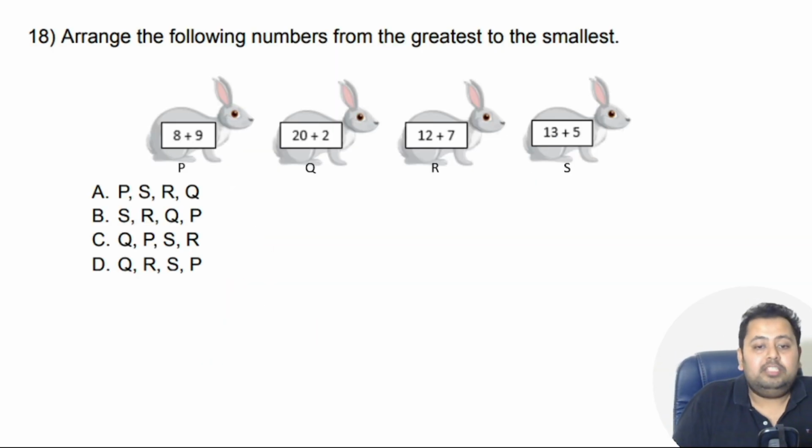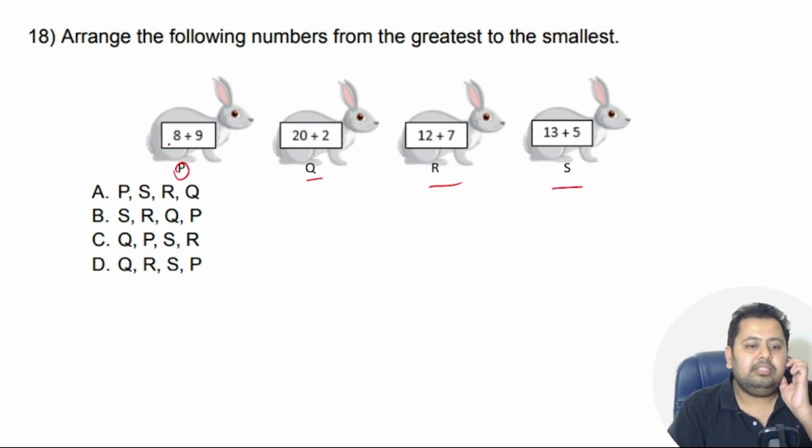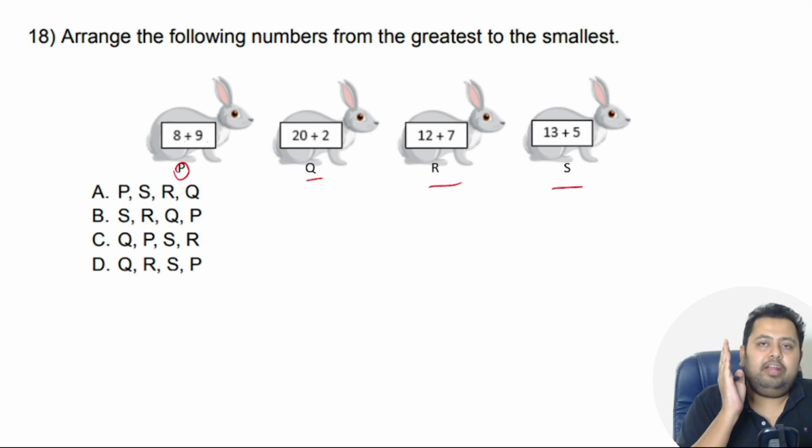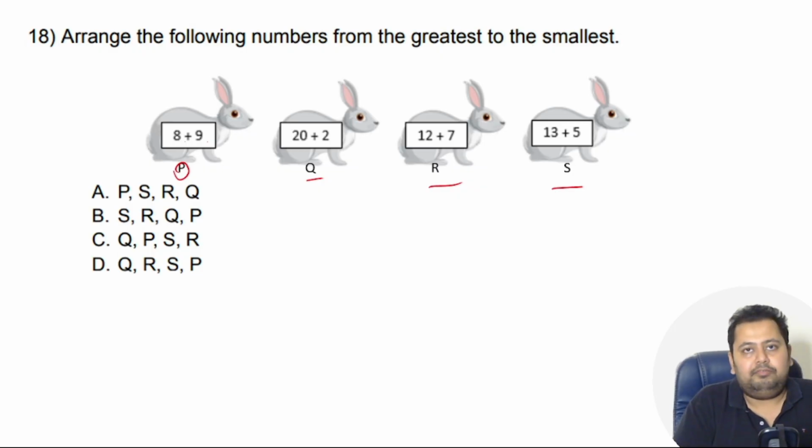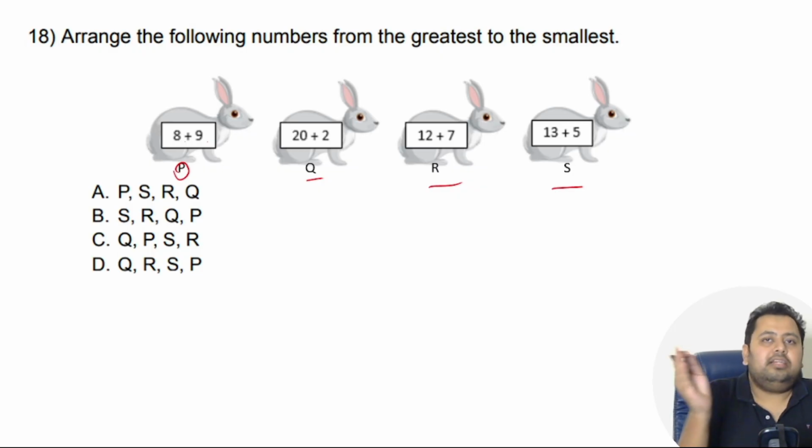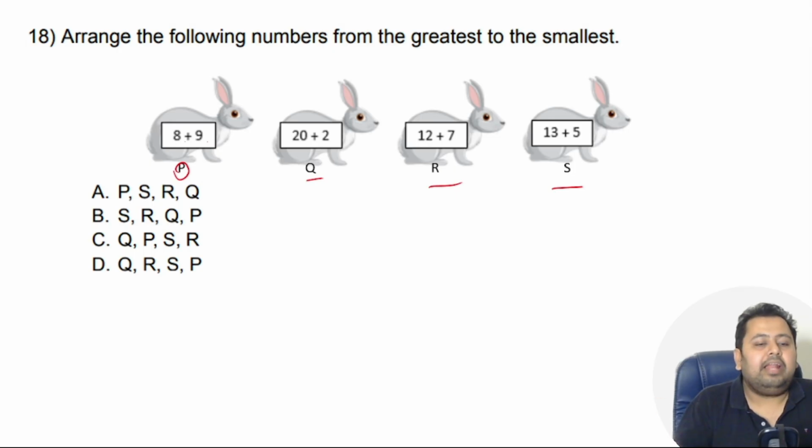Arrange the following numbers from greatest to the smallest. There are 4 rabbits that you can see over here: rabbit number P, Q, R and S. You can see an addition problem given on each of the rabbits. You have to do the addition, find out which one is the greatest, and then arrange them from greatest to the smallest. So do the addition first, then arrange the numbers and find out which is the correct answer.